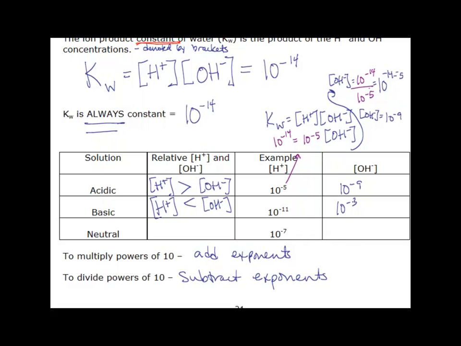Now for a neutral solution, your hydrogen ion concentration is equal to your hydroxide ion concentration. So you know that 10 to the negative 7th is your hydrogen ion concentration. Your hydroxide ion concentration will also be the same.